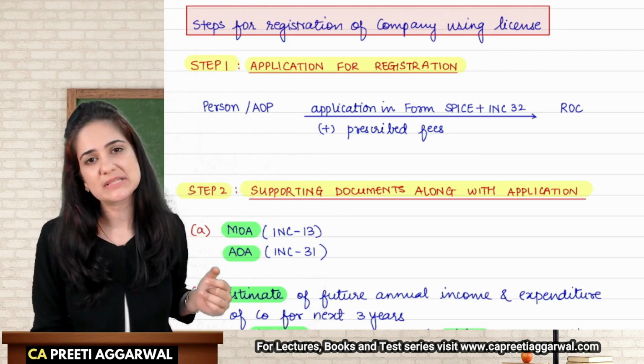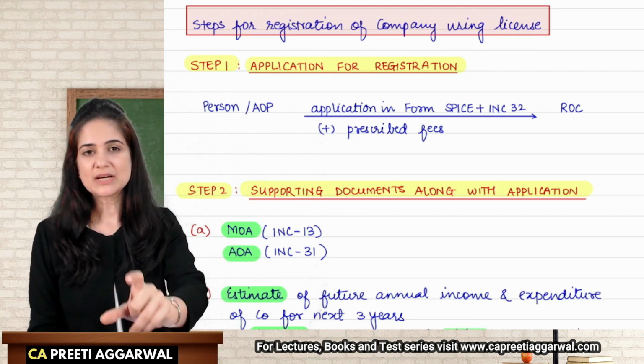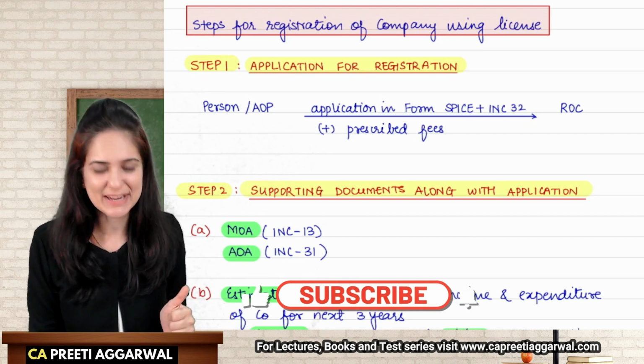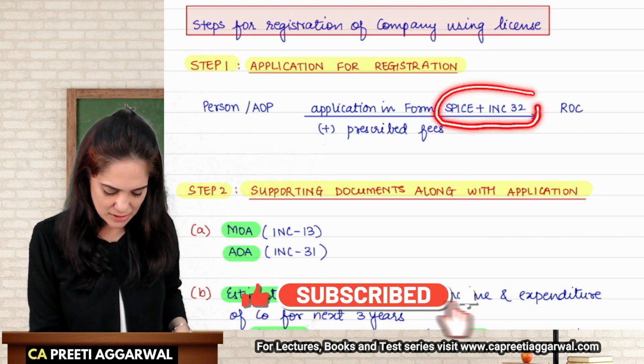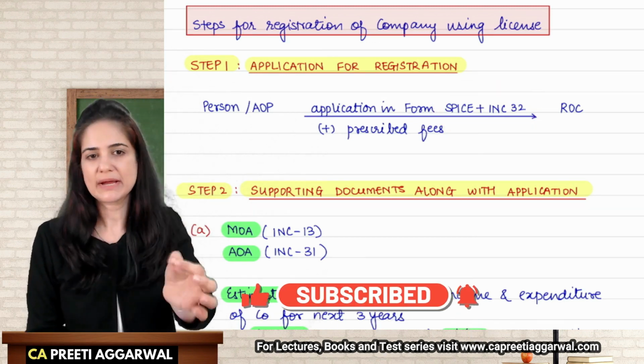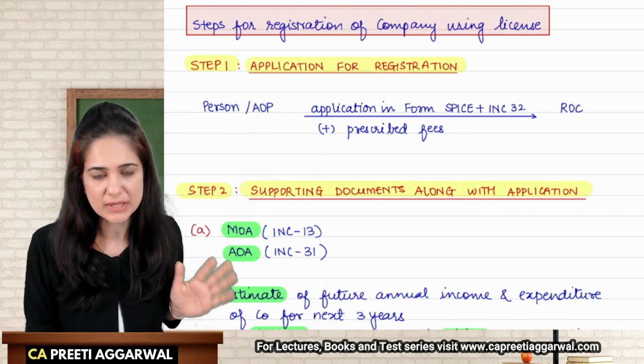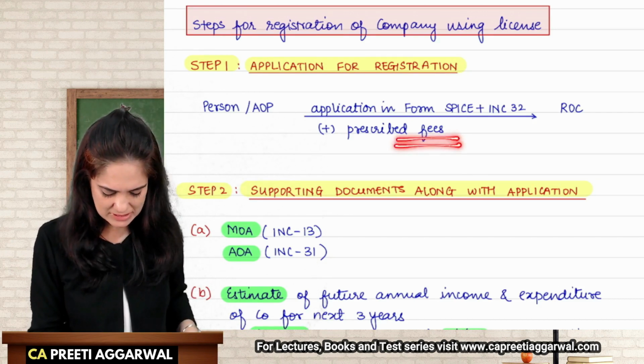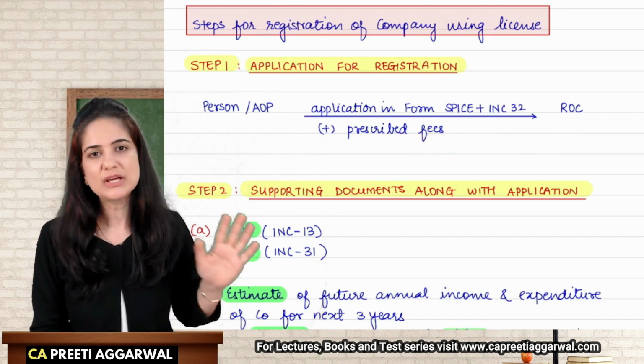Do you remember this? We had studied earlier also. INC 32 incorporation, INC 33 memorandum, INC 34 articles. We had studied that. So INC 32 is a form for incorporation. In that you select that I want to incorporate a Section 8 company. Nothing is free. You have to pay prescribed fees and give it to the ROC.